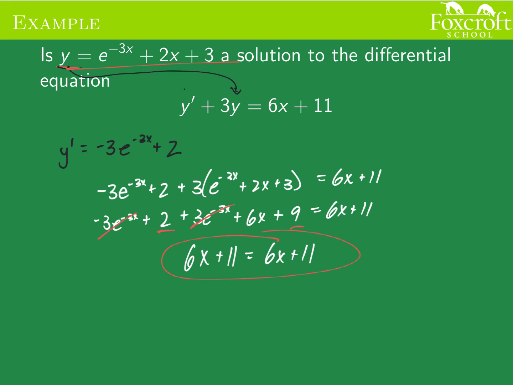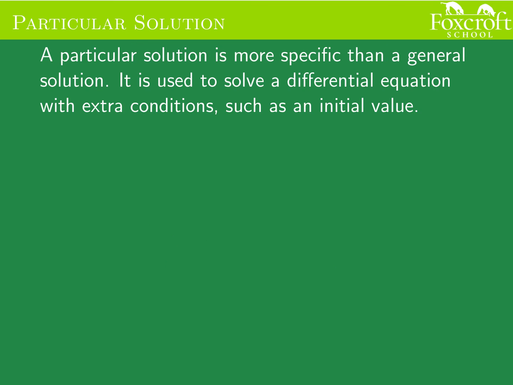If I got down to something like 6x plus 9 equals 6x plus 11, well, that's not going to be true, so we know it's not a solution. But if I plug in and take the derivative, plug that in, and I get something that's true, that's a solution. Now, a particular solution. There's technically an infinite number of solutions to your differential equations, because I could add a plus c, and when I take the derivative, that plus c goes away. So there are a lot of general solutions. A particular solution is a very specific solution, normally when you have to satisfy some extra condition, such as an initial value or going through a specific point.